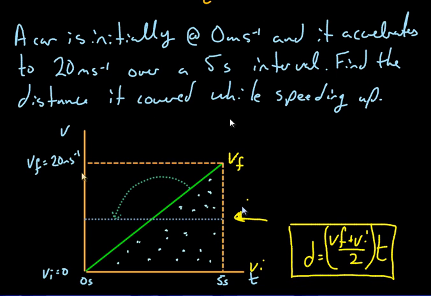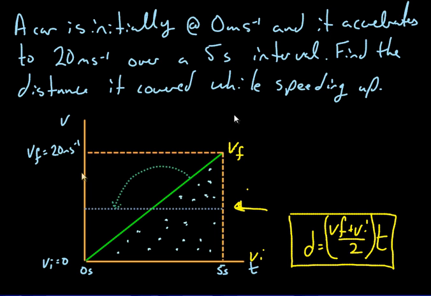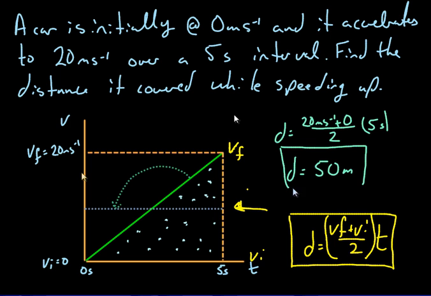Let's actually solve this and figure out what value we would get for it, okay? So what you should get is d equals, well, vf plus vi, well, vf is 20 meters per second plus 0, divided by 2, times 5 seconds. So you should get 10 times 5, or you should get 50 meters. So in other words, half as far as he would have got if he had gone at his final velocity the whole time.